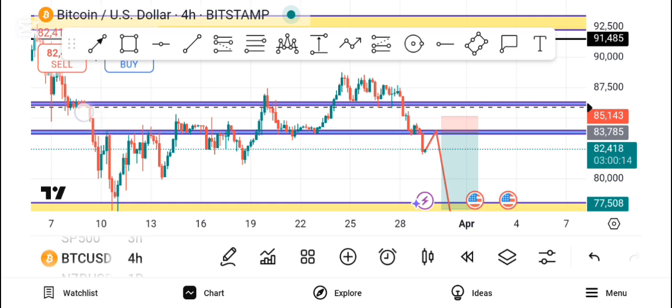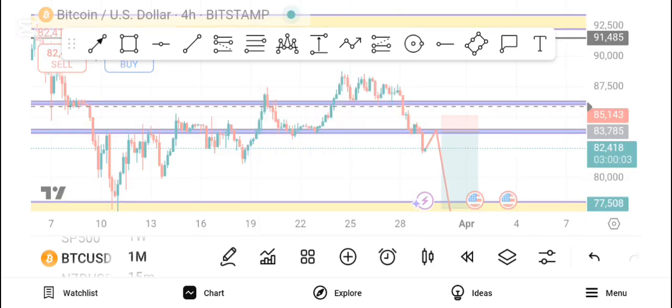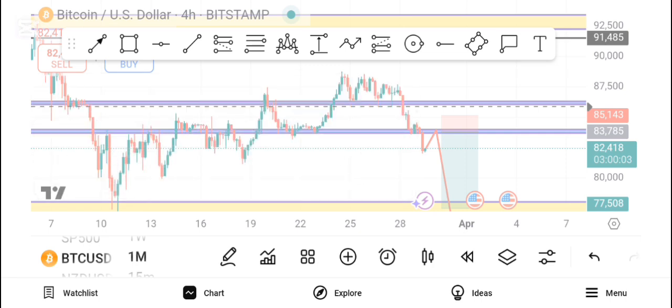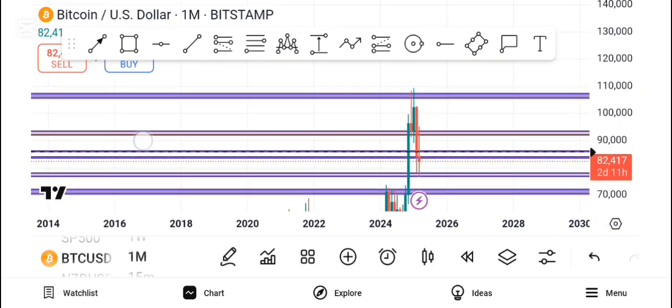So, this is my analysis on BTC. On this BTC, I'm having two buyers. Let's start from the monthly time frame. Network still bad, but okay. This is the monthly time frame on BTC.